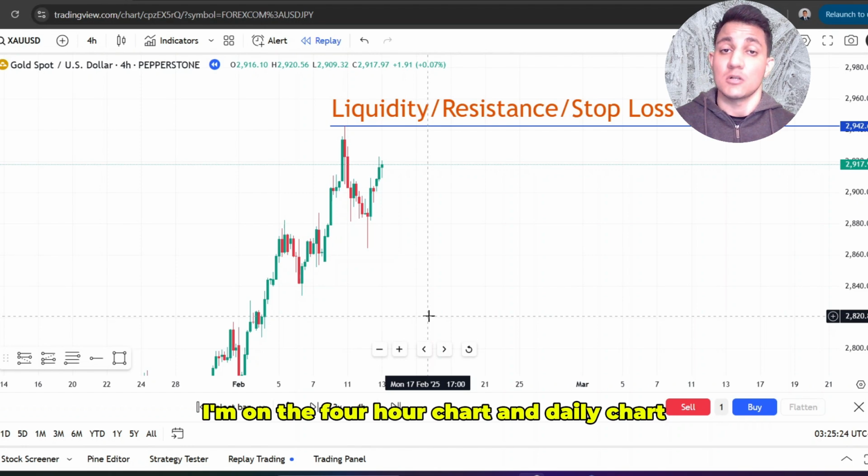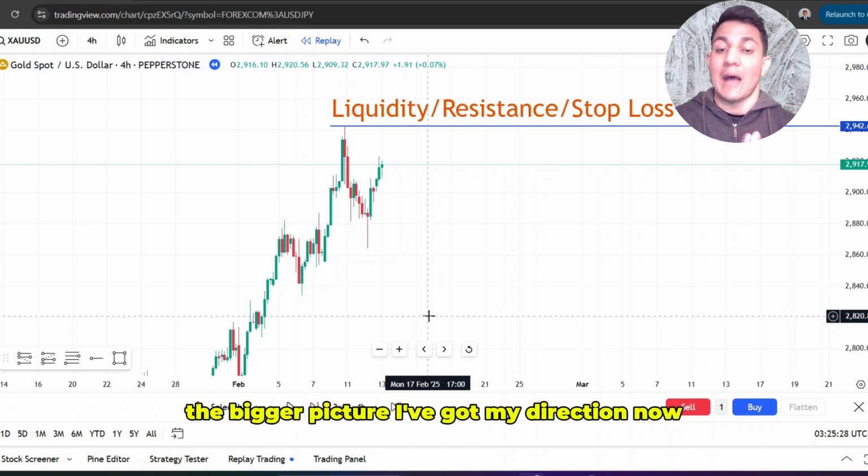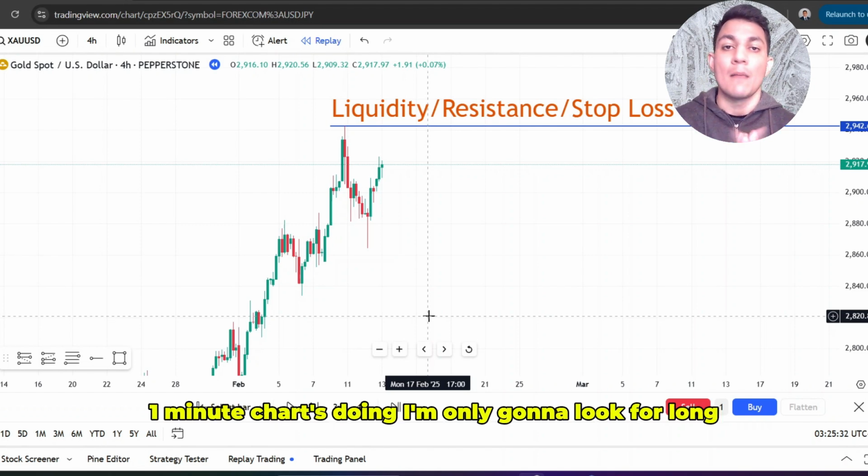I'm on the 4-hour chart and daily chart looking for the higher time frame liquidity, the bigger picture. I've got my direction now, so I don't care what the 5-minute or 1-minute chart's doing. I'm only going to look for long.